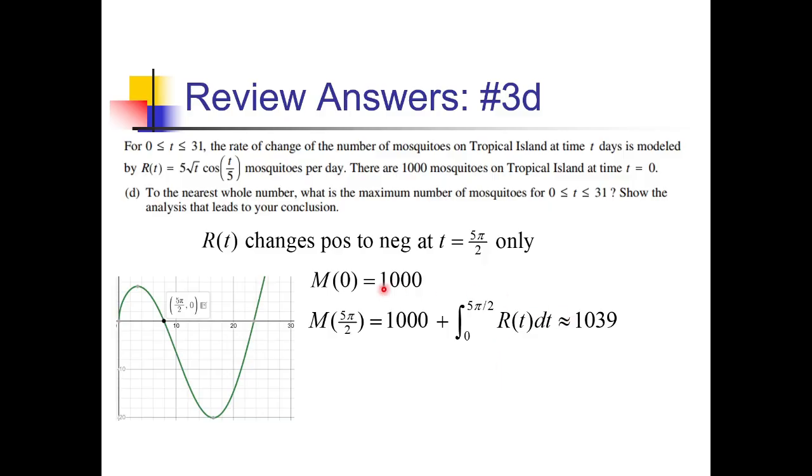And that's a little bit higher than the 1,000 there. So far this is our winner, but we also have to take a look at 31. Now we actually figured out m of 31 on the very last problem, part C. Remember that value was 964, which is lower than any of these. So comparing all of our answers, it looks like 1,039 is the maximum number of mosquitoes, and that happened at, again, 5 pi over 2 days. But they didn't ask for the days, they just asked for the mosquitoes.